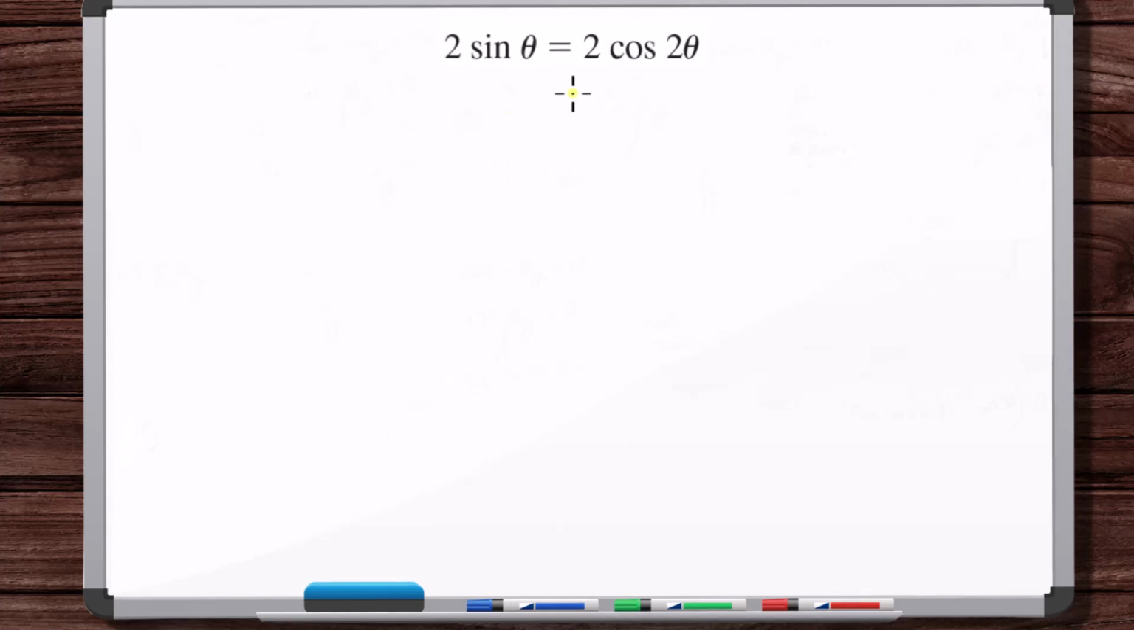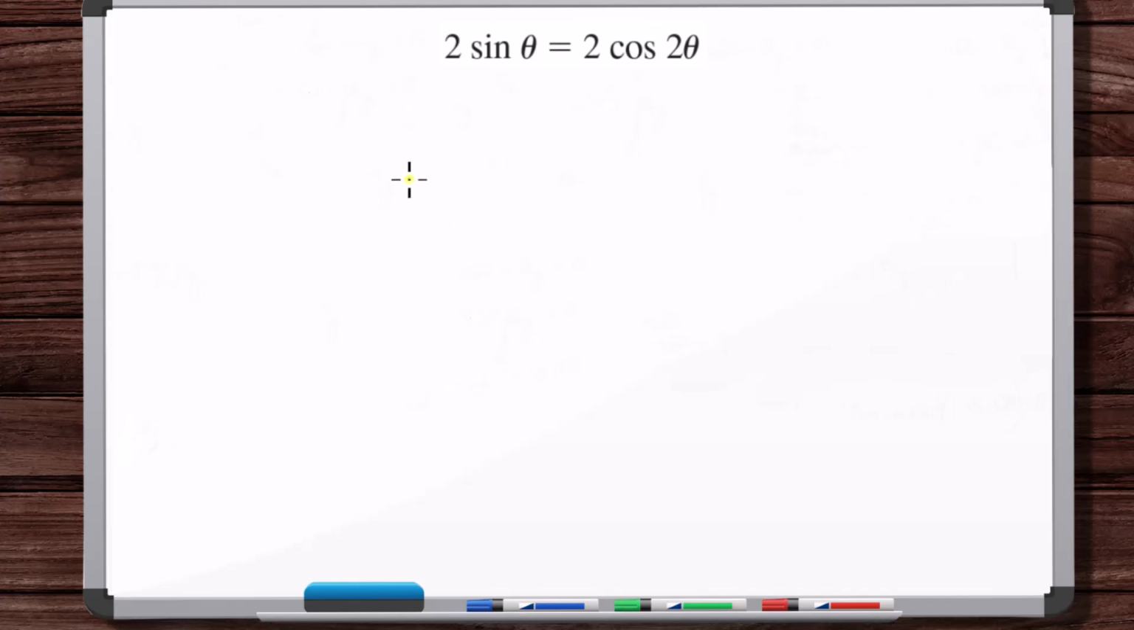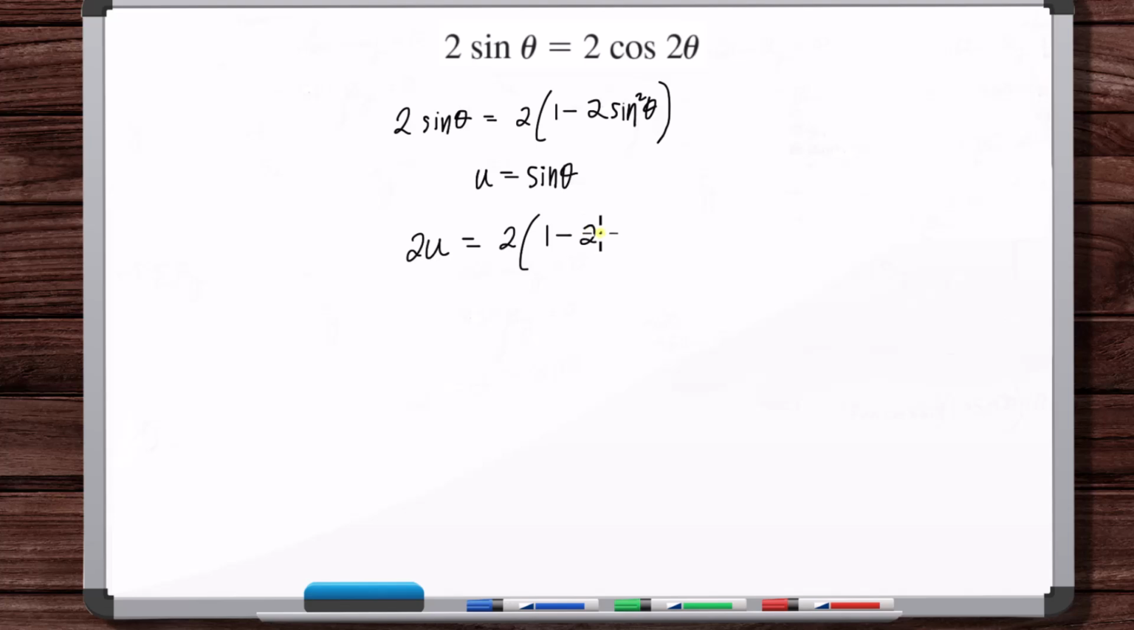Here, same idea as the previous problem, but we can use the other double angle formula for cosine 2 theta. Cosine 2 theta is 1 minus 2 sine squared theta. So now we've got all sine thetas. Say u is equal to sine theta, so 2u and then 1 minus 2u squared.